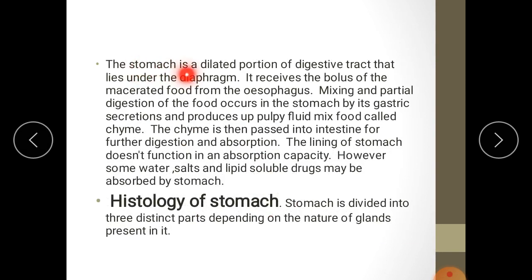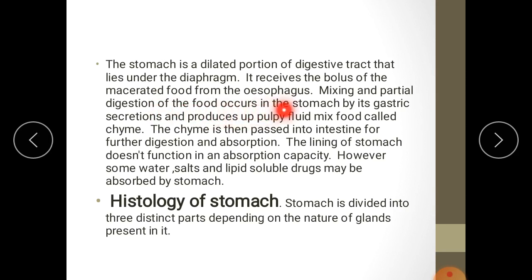So the stomach is a dilated portion of the digestive tract that lies under the diaphragm. It receives the bolus of macerated food from the esophagus. When food is mixed with saliva, it becomes wet and ball-like, and this is called bolus. This bolus comes to the stomach, passing through the esophagus. Mixing and partial digestion of the food occurs in the stomach by its gastric secretions.